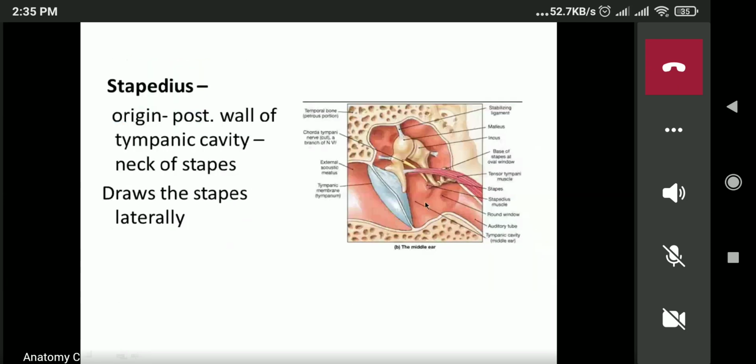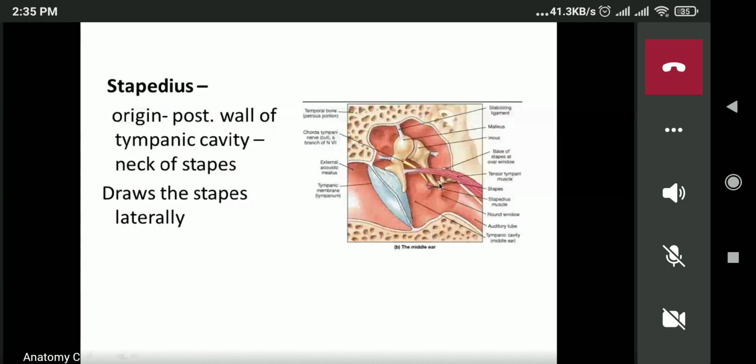Come to the stapedius. So this is the stapedius. It takes origin from the posterior wall of the tympanic cavity. I think you must know the stapedius is the smallest muscle of the body, taking origin from the posterior wall of the tympanic cavity here, and it is inserted to the neck of the stapes. This is the stapes here. So here it is inserted to the neck of the stapes.